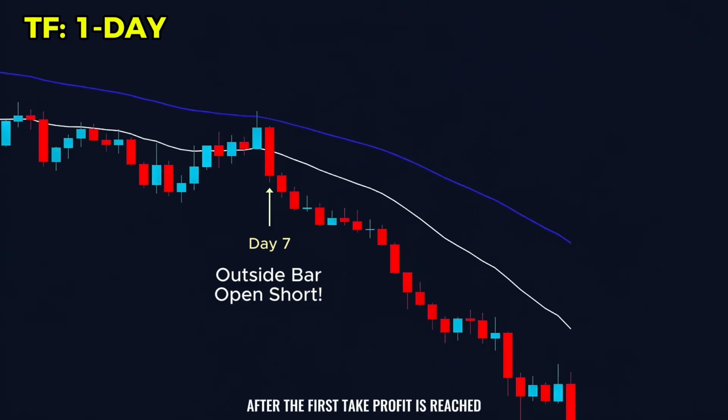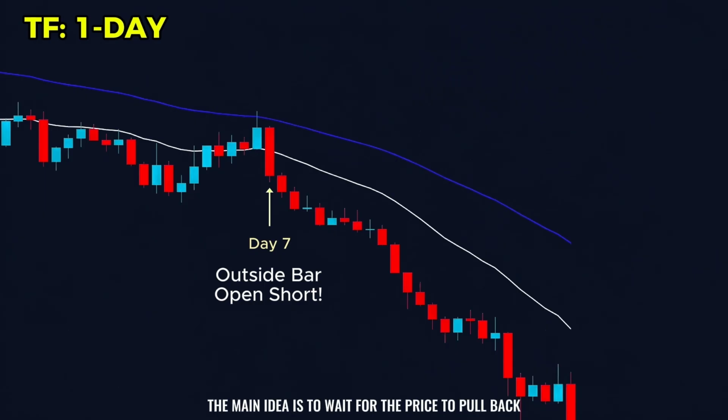After the first take profit is reached, we secure 50% of the position and trail the stop loss with the trend. As you can see, this strategy doesn't require you to watch the charts all day. You simply check the market once a day and follow the rules. That's the complete EMA swing trading strategy.